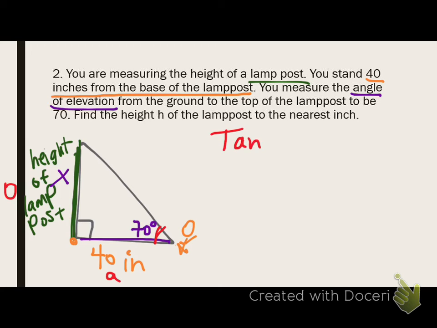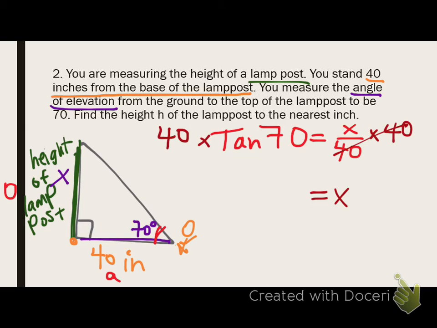So which trig ratio are we going to use? Tangent. Tangent of 70 equals the opposite, we can call it x, over the adjacent, 40. Do I need to flip it? No. Multiply by 40. We are rounding to the nearest inch. It was like 109.8, so it's going to round up to 110 inches.